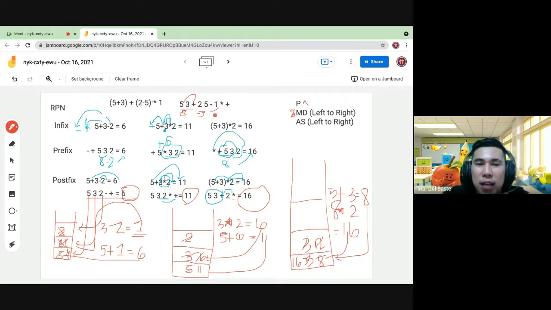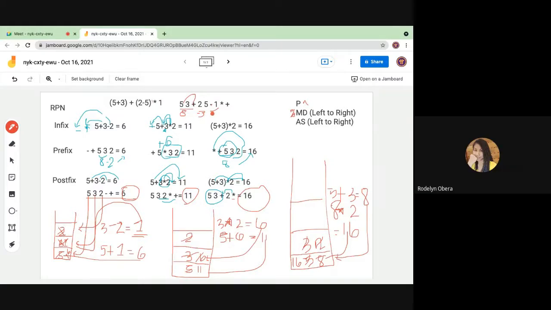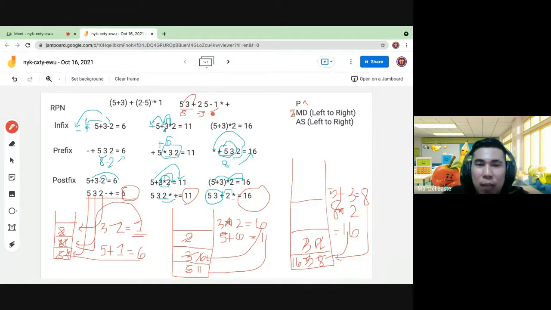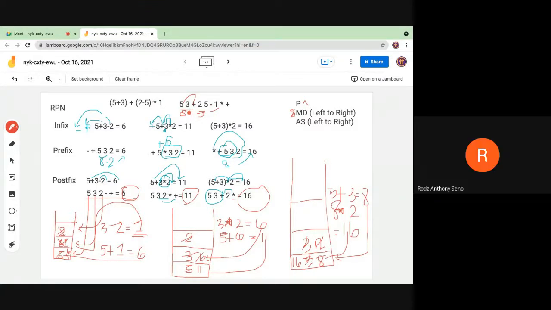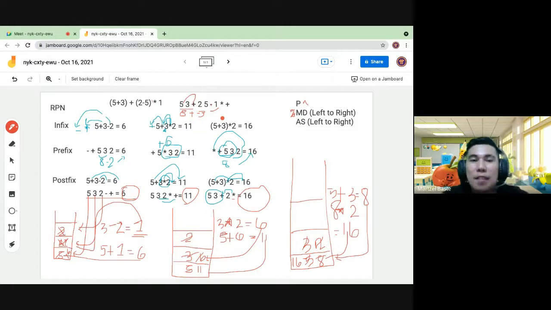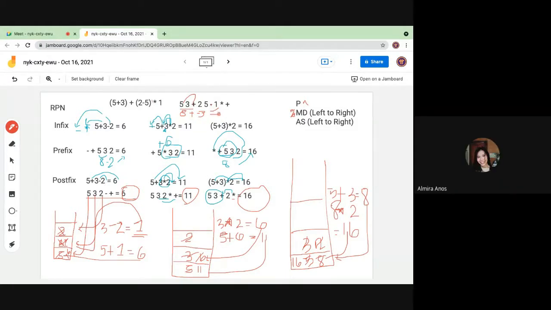So which is pilay result ani 3 times negative 1? Negative 3. Okay, negative 3 gihapon. And then plus, tapos i-plus nimo siya sa 8. Negative 3 man gihapon result ana, di ba? Which is 5. Ang result 5 ana.